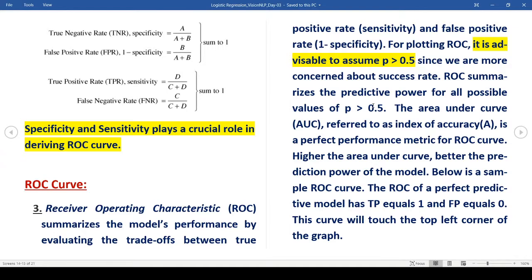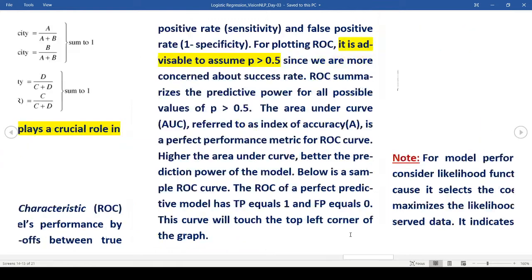The area under curve, which is AUC, is referred to as the index of accuracy. So what does this mean? I will show you the picture, then maybe you will have more sense. Keep this in mind: the higher the area under curve, the better the prediction power of the model. Below is an example. We'll go to the next slide and see.